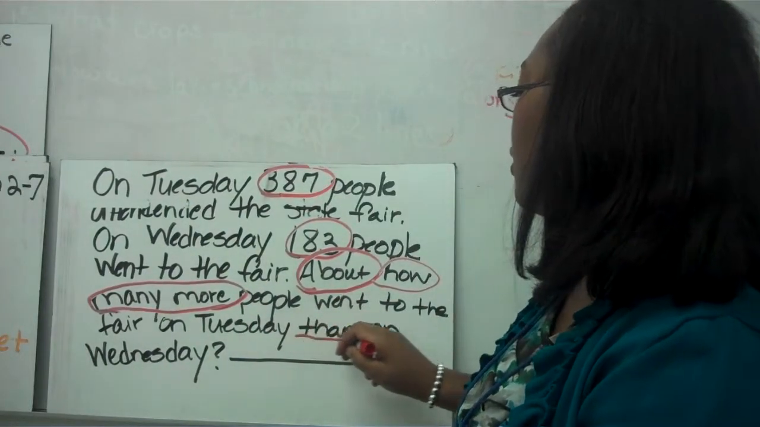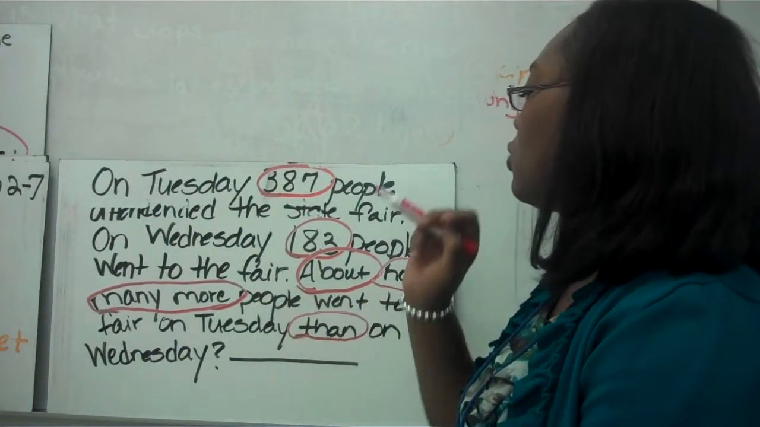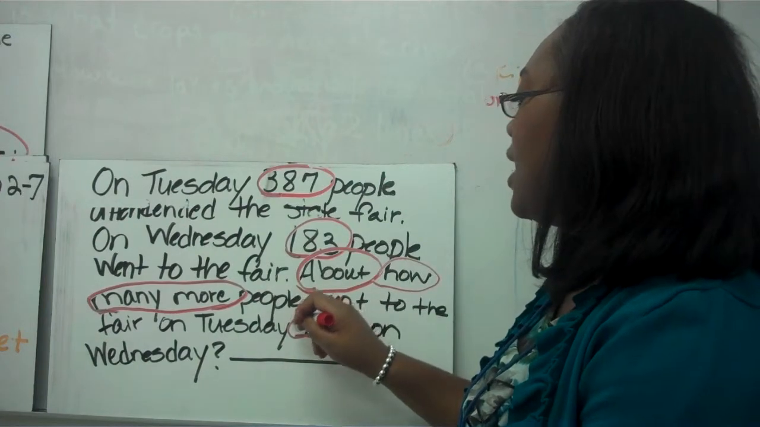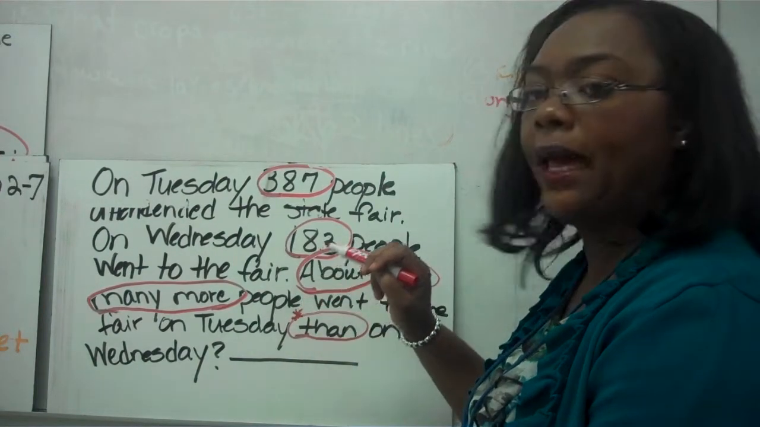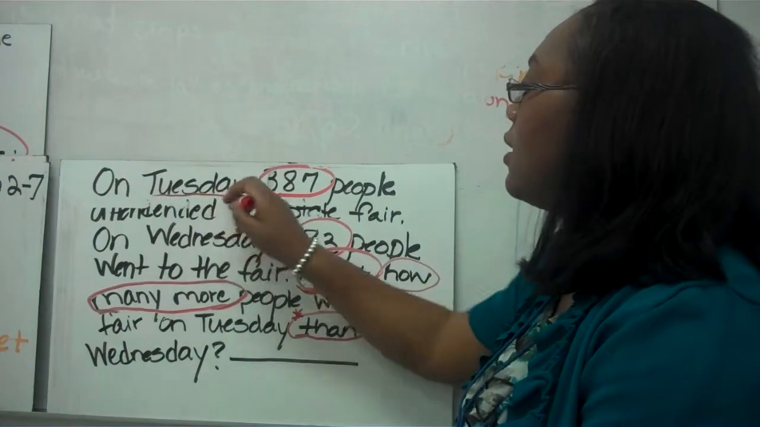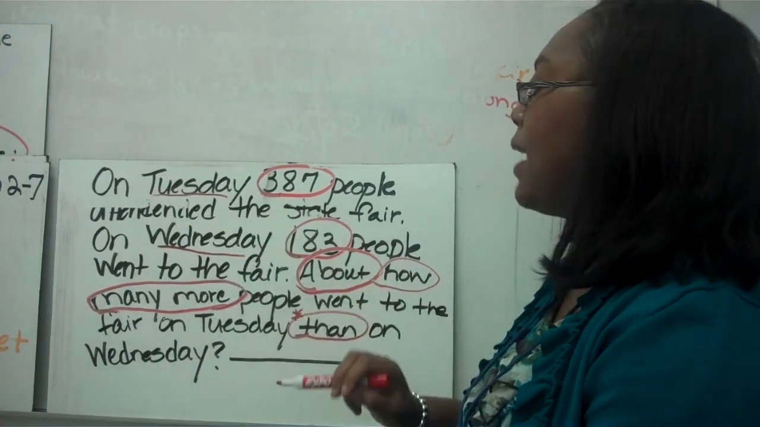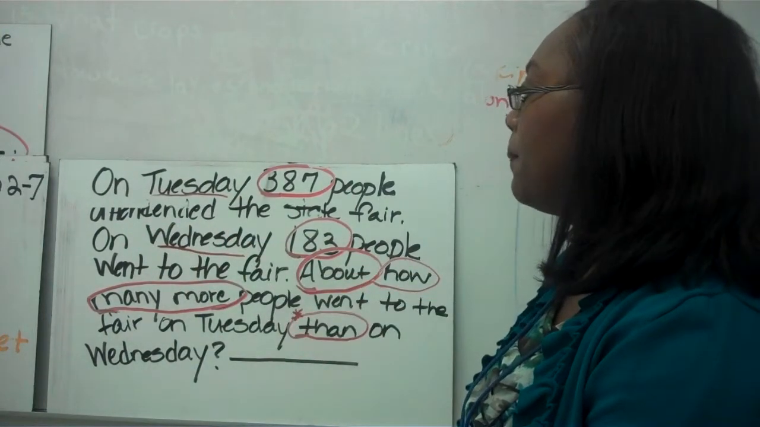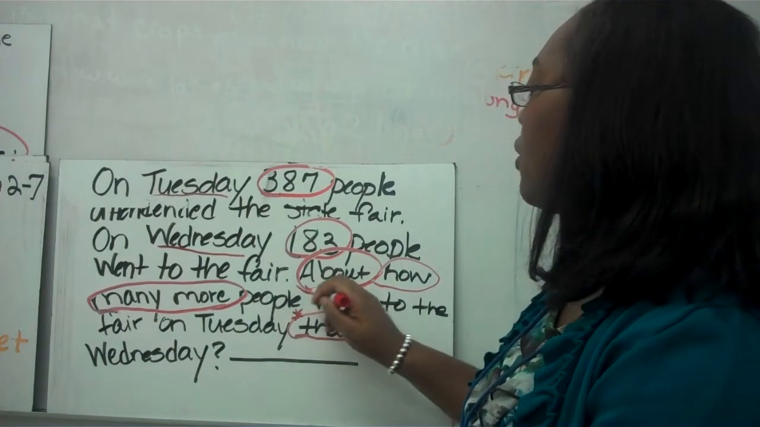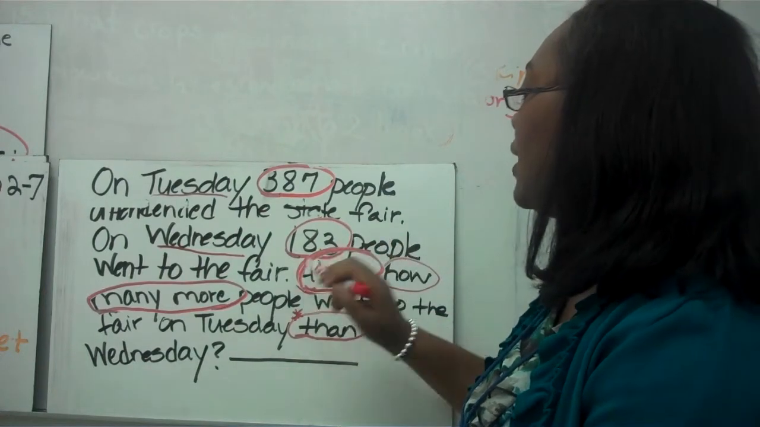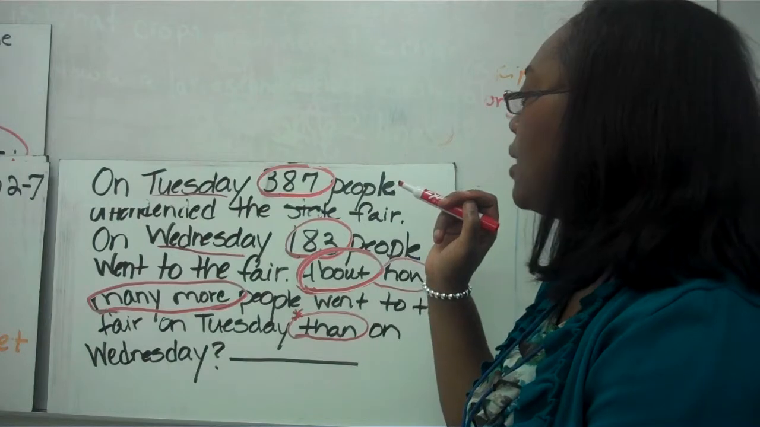And we learned that the word than is associated with subtraction because when you see the word than, that means you're comparing two things. We're comparing the people on Tuesday with the people on Wednesday. When you compare, you subtract. Okay? But they said the word about. That means they don't want to know the exact number. They want an estimate. Okay?